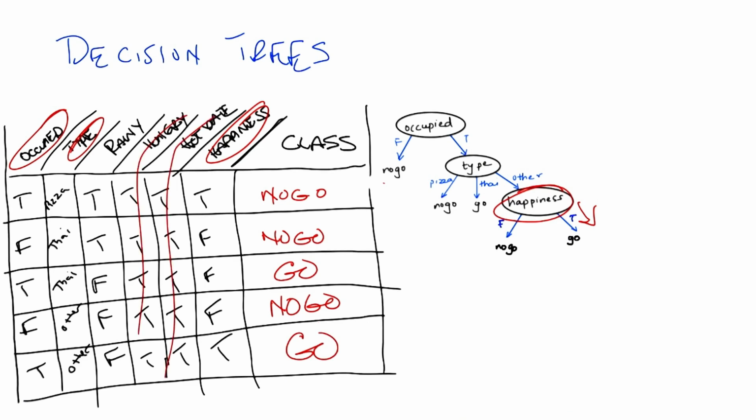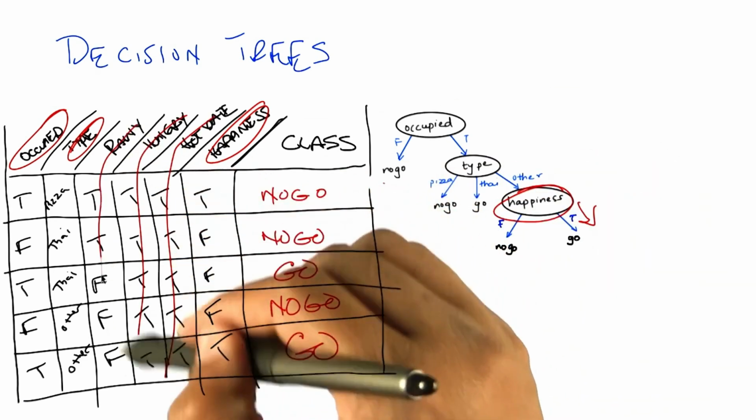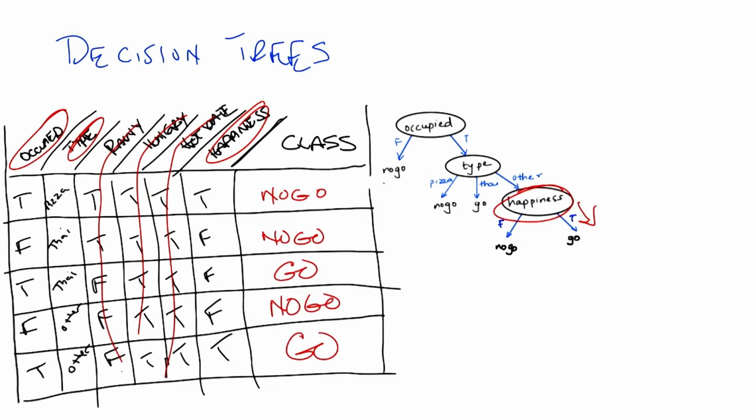So we notice that hot date doesn't matter, hungry doesn't matter, and rainy doesn't matter. The only thing that matters are whether you're occupied, what type of restaurant you're at, and whether you're happy or not, or whether the patrons in the restaurant are happy or not. But here's the other thing about this. It's not just about the features. Let's tie it back into the other things that we mentioned in the beginning.